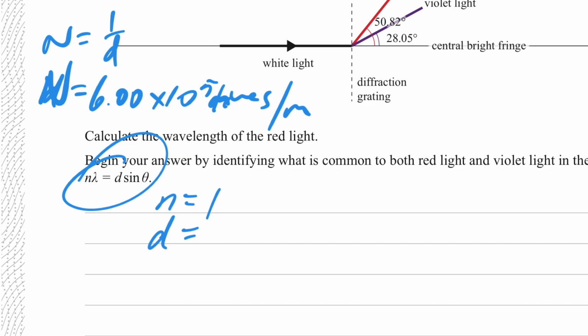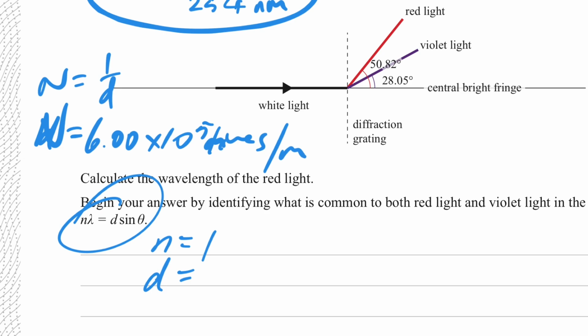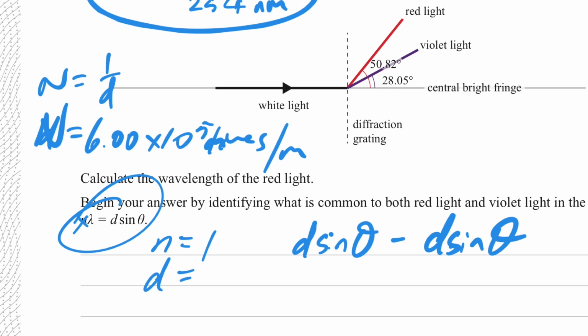So if n is both 1 for each of those, for the violet light and for the red light, then you can effectively eliminate that from the equation, subtract one equation from the other in the same way. So d sine theta minus d sine theta, which looks silly, but remember it's a different d. You've got a d for the red and a d for the violet. I keep saying blue, I think, I'm not sure, but anyway.